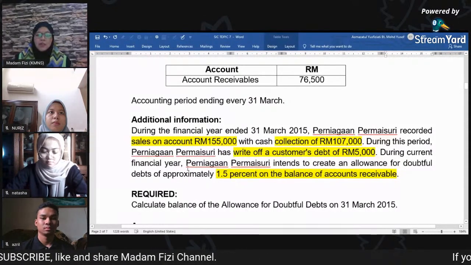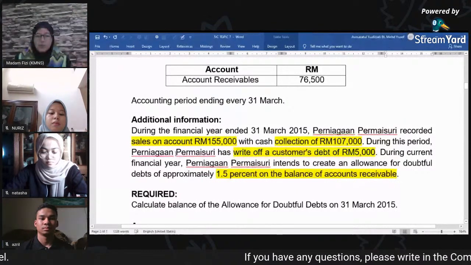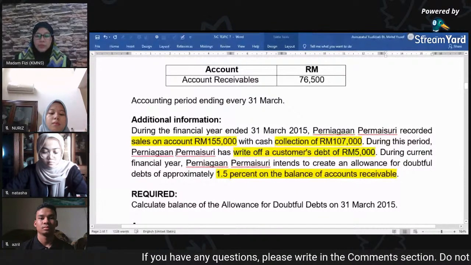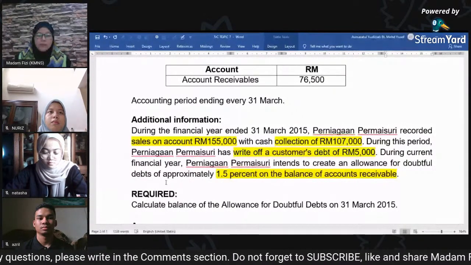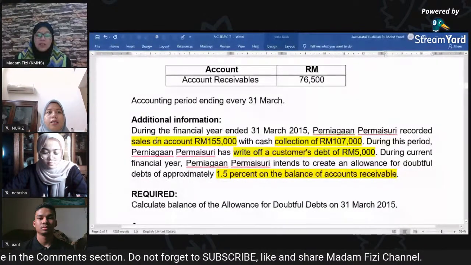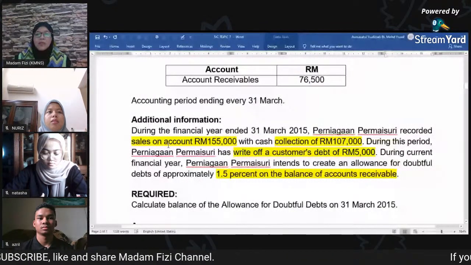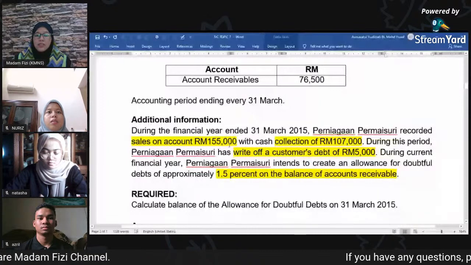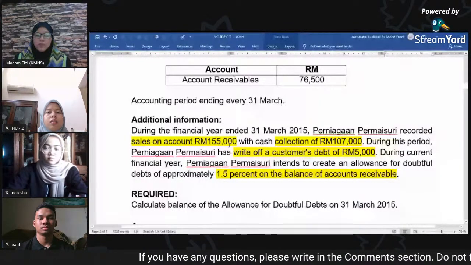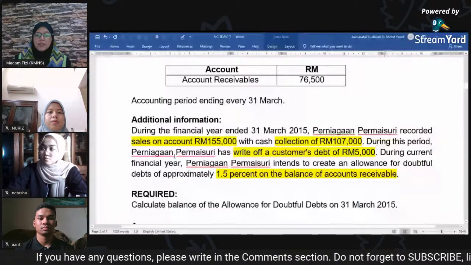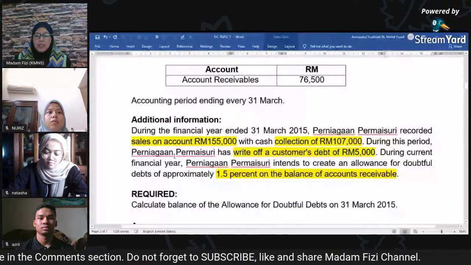Okay. Information. During the financial year ended 31st March 2015, Perniagaan Permaisuri recorded sales on account. Apa maksud sales on accounts? Maksud dia the credit sales is 155,000 with cash collection 107,000. Okay, during this period, Perniagaan Permaisuri has written off a customer's debt of 5,000.